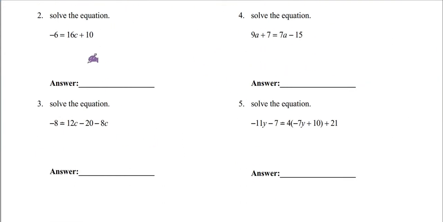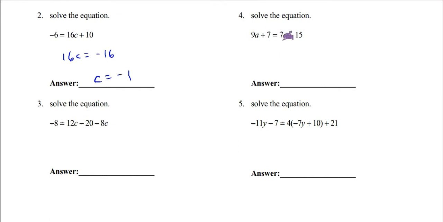Solve the equation. Okay, so we have some pretty good equation solving skills. So we're going to subtract 10 from both sides, which gives us negative 16 over here. I like to put the variables on the left side. Divide by 16 and C is negative 1.